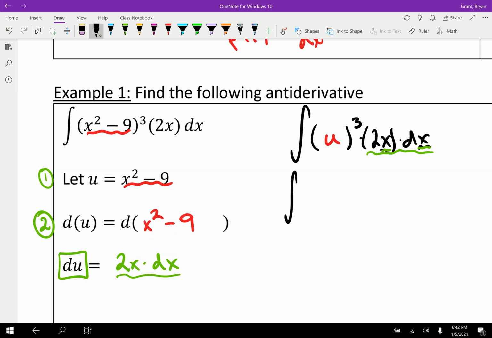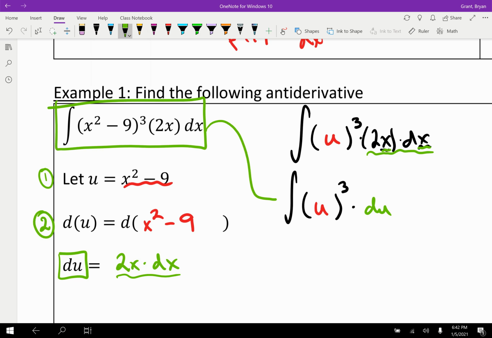So we get the integral of u cubed times, and then instead of 2x dx, we're going to replace that with du. Wow, that looks way easier. So now instead of trying to find the antiderivative of this whole guy, through u substitutions and a little bit of cleverness, we have a much easier integral to perform.